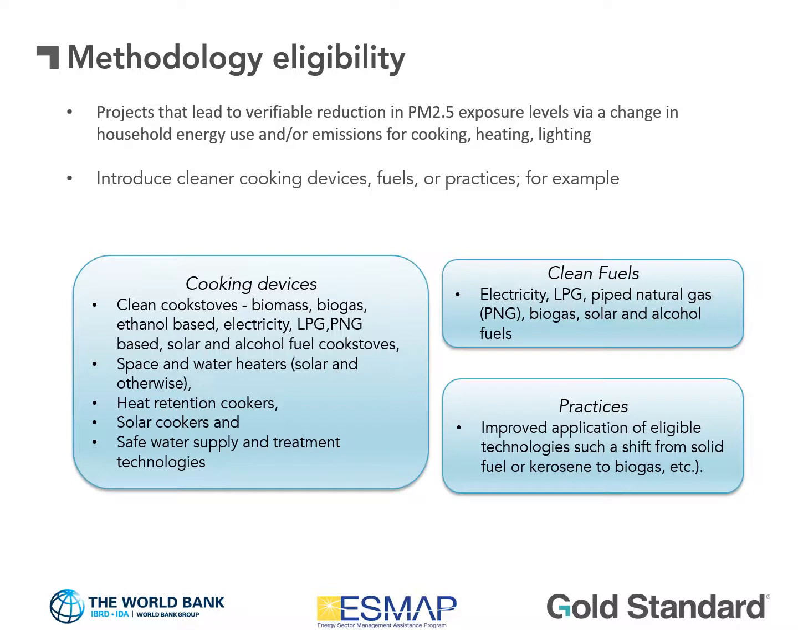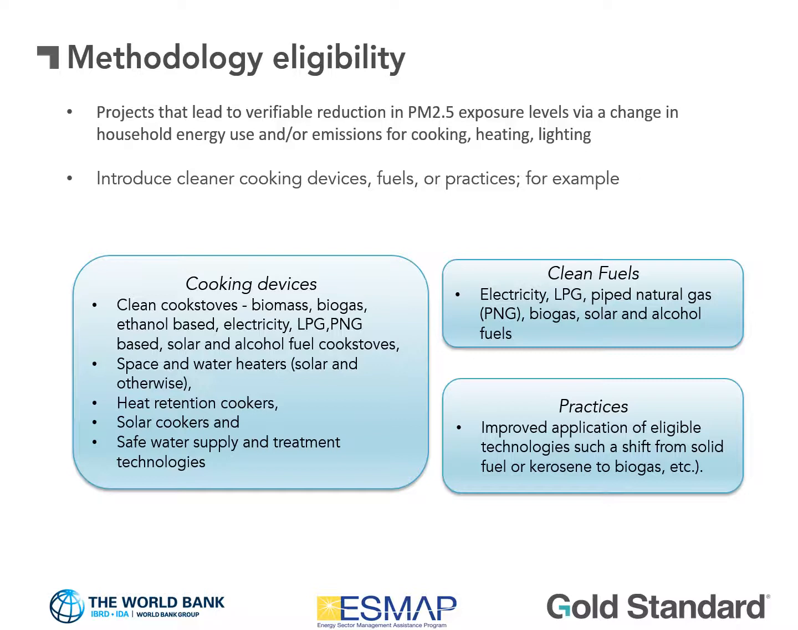In terms of the eligibility criteria for applying this methodology, any project that can lead to a verifiable reduction in PM2.5 exposure levels via a change in household energy use and/or emissions for cooking, heating and lighting may apply this methodology. Introducing cleaner cooking devices, fuels or practices are a common example. Cooking devices such as clean cook stoves using biomass, biogas, electricity, potentially even alcohol are applicable.